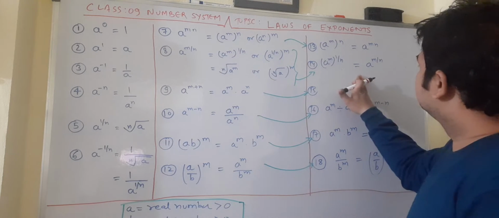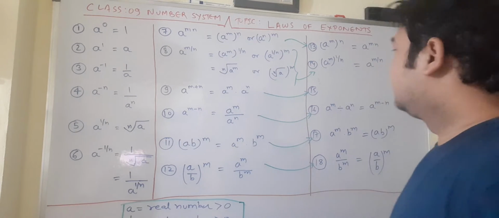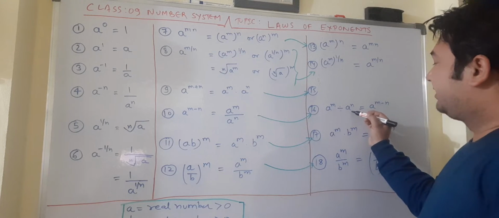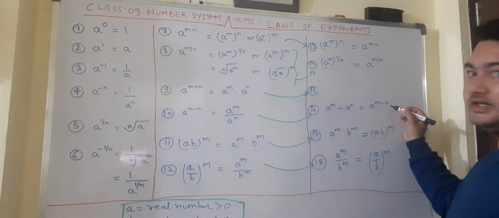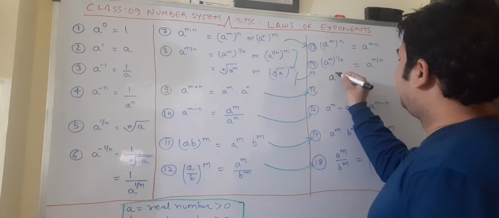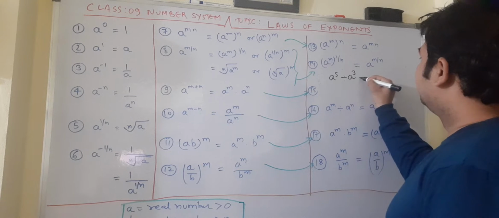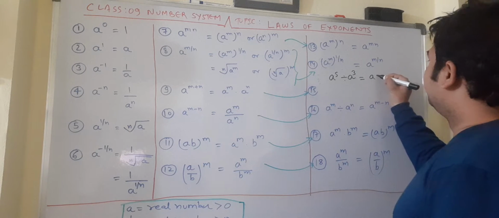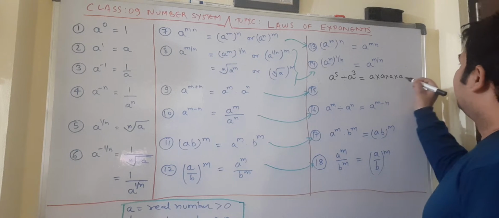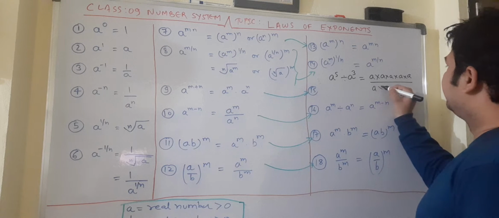Similarly, we have a to the power m divided by a to the power n. This becomes a to the power m minus n. How? Let's see. If we have a to the power 5 and we divide it by a to the power 3, then what does it become? a to the power 5 means a multiplied 5 times, and it is divided by a to the power 3, a into a into a.